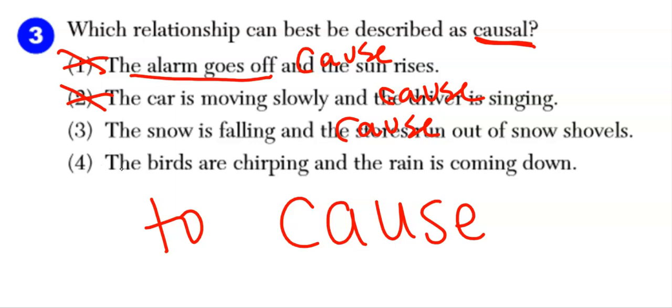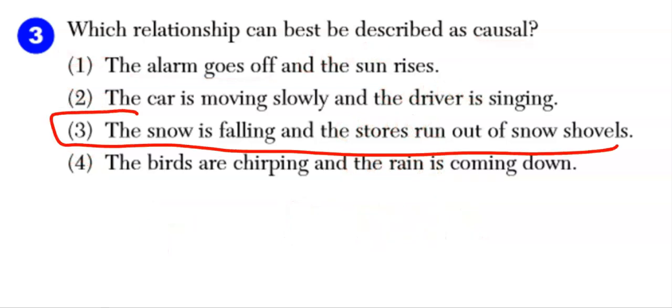Let's double check the last one. The birds are chirping. Does that cause the rain to come down? No. So that means the answer was 3. The more it snows, the more the stores run out of shovels.